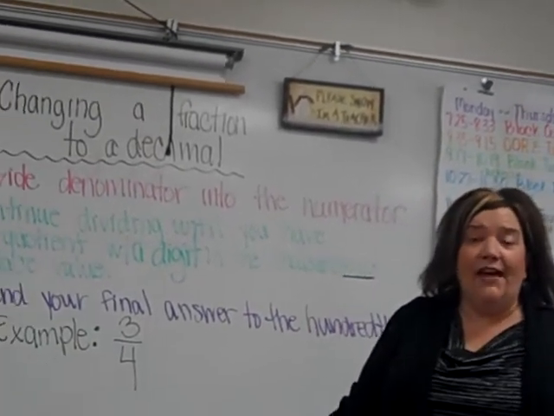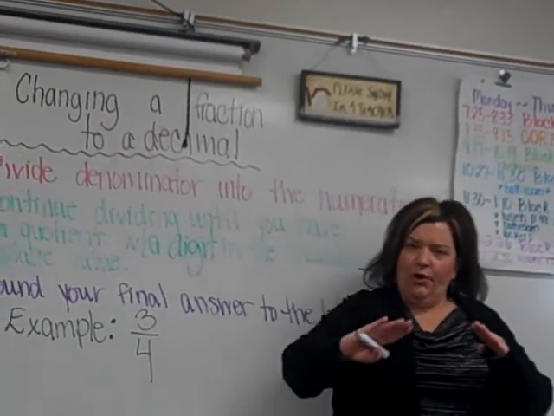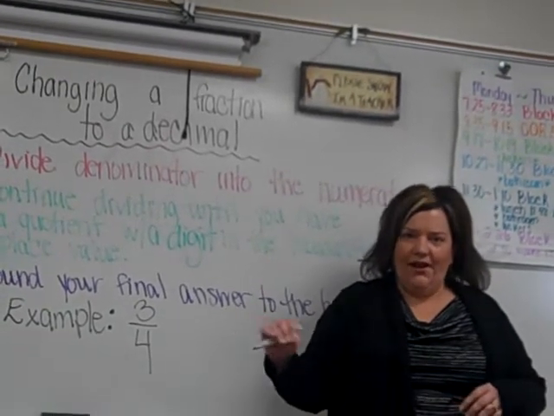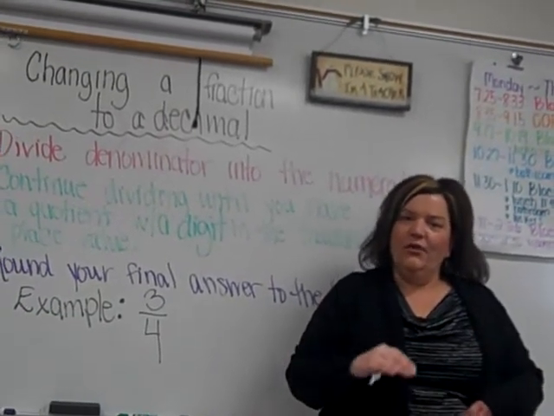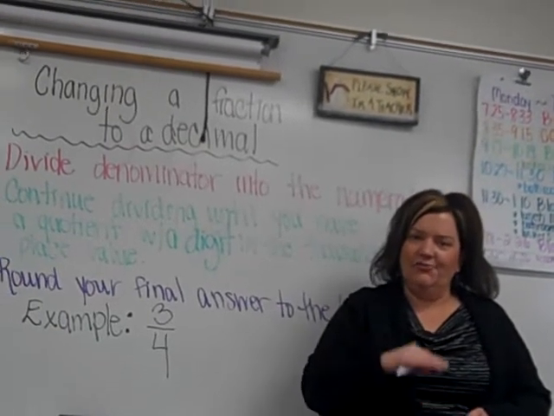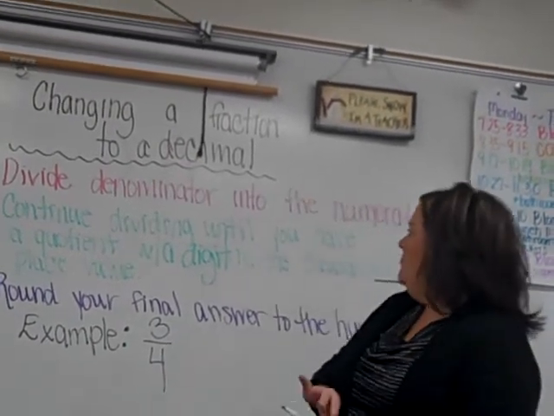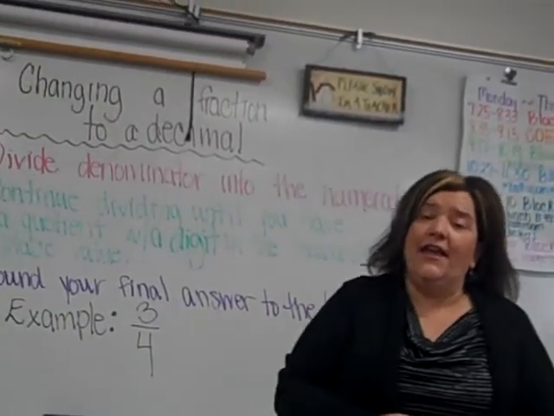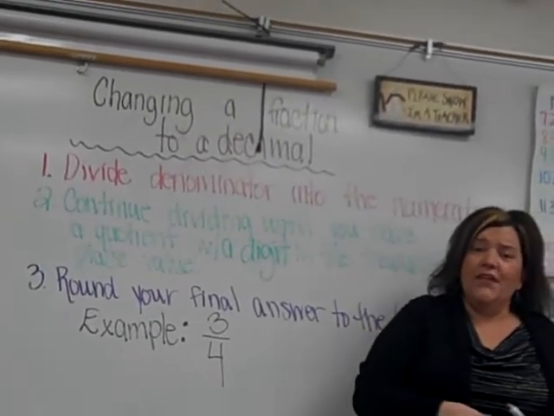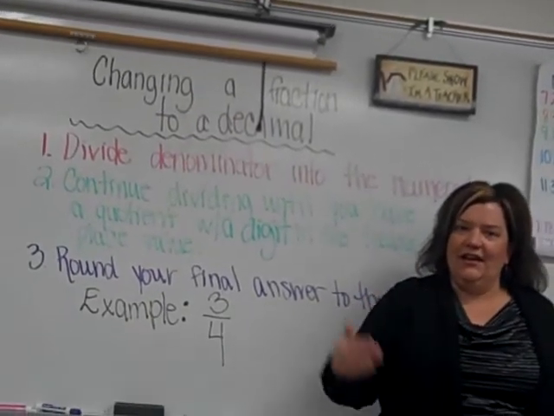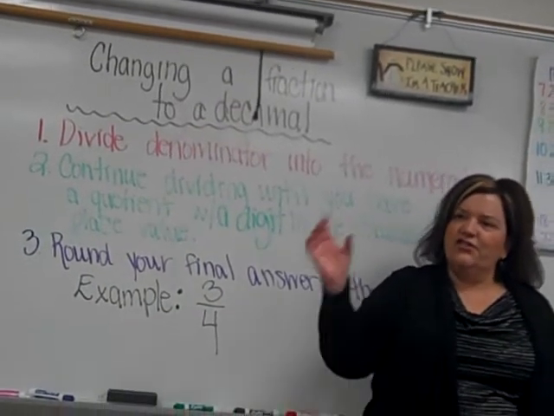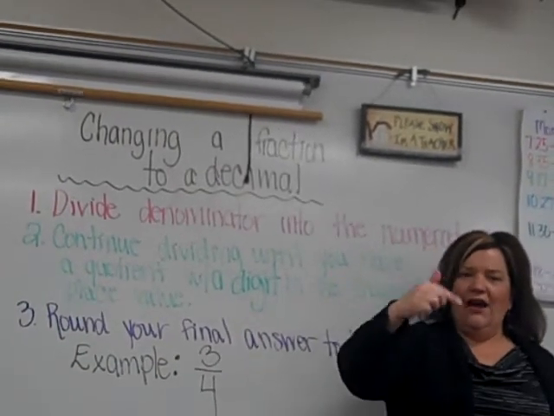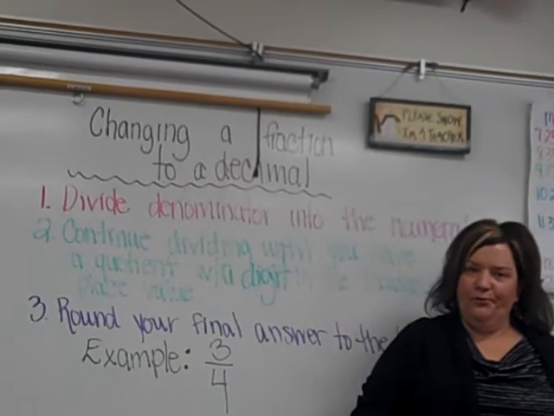So you'll know, darlings, that we'll have at least 3 digits to the right of the decimal point when we're dividing our denominator into our numerator. Then you're going to round your final answer to the hundredths. You see, your final answer is going to be in the hundredths. So you have to keep dividing until you get to the thousandths. That thousandths place value will tell you what to round the hundredths digit to.